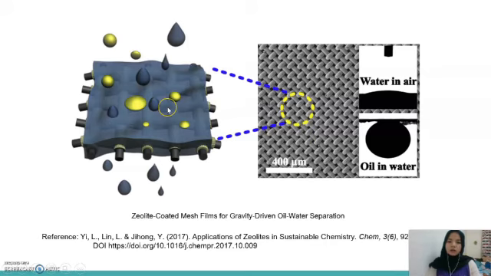Another example of zeolite application is a coated mesh film for gravity-driven oil-water separation. Water can be separated from oil. Water is driven down by gravity, and oil is left on the film. The film was fabricated by growing crystals of silicalite on stainless steel meshes. For further explanation, you can see the link below.